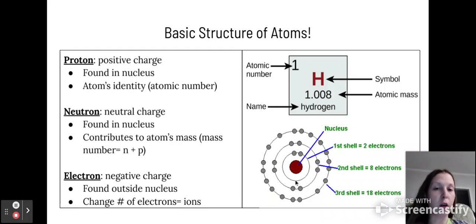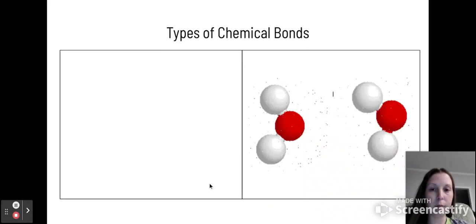The first circle closest to the nucleus can only hold 2 electrons, as you can see here. The second circle can hold up to 8 electrons, and then the third can hold up to 18. So you would just add dots for each electron until you filled that capacity on each circle. So it's 2, 8, 18.